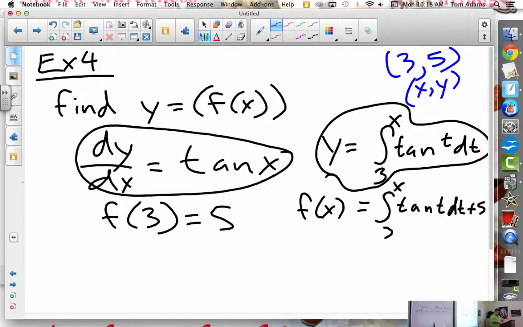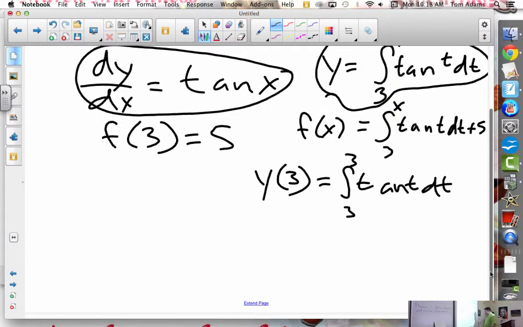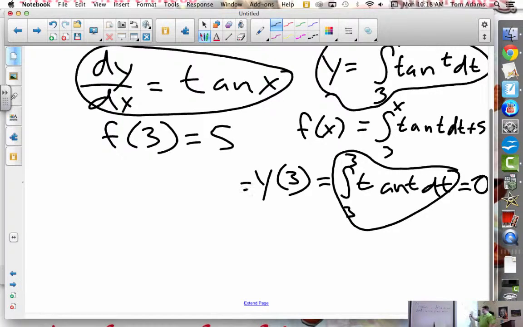Well, remember that if I let x equal 3, what they're saying is y of 3 would be evaluated at the integral from 3 to 3 of tangent of t dt. Well, this is one of the properties, right? What's the area under the curve if I'm evaluating from 3 to 3, if it's b minus a, right? Well, the area under the curve for this thing is always 0. So what I'm saying is that f of 3 equals 0.